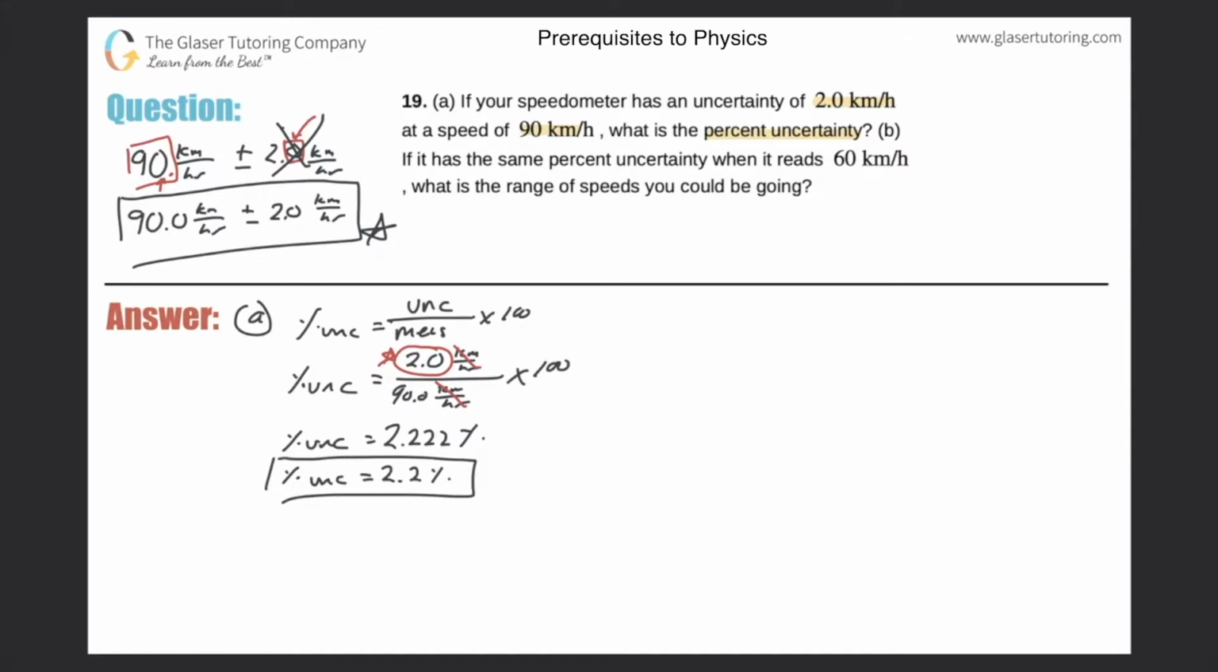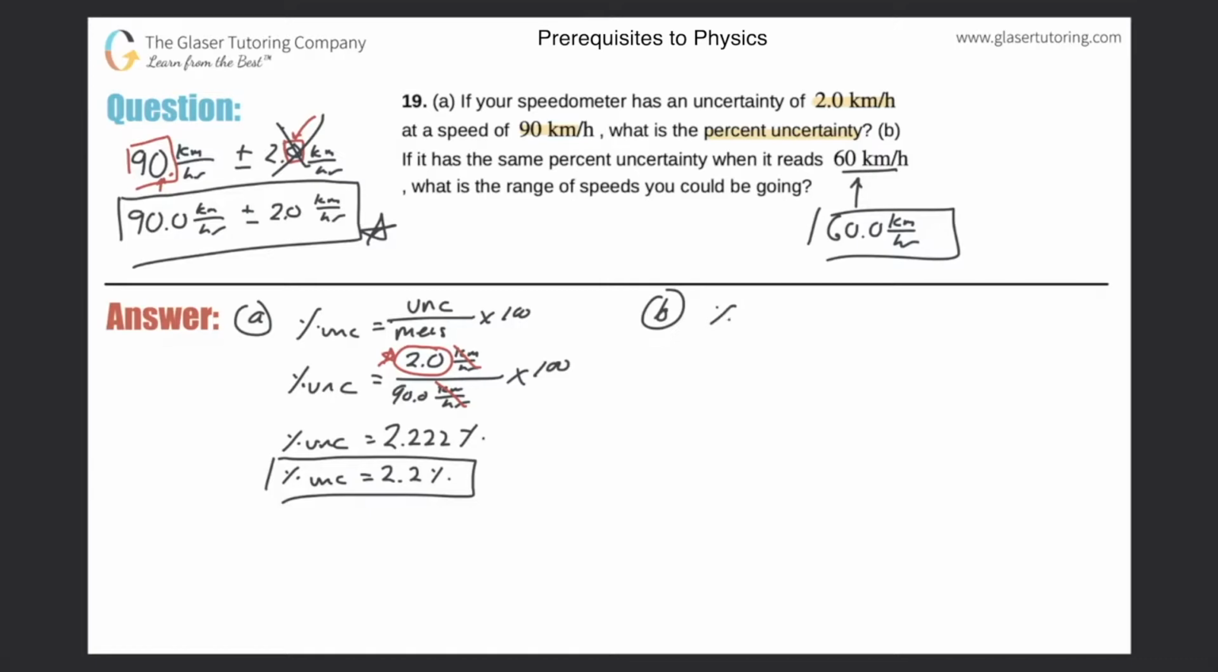Now part B, it says if it has the same percent uncertainty when it reads 60 kilometers per hour, what is the range of speed you could be going? Again, same issue here. This number really should be written as 60.0 kilometers per hour. So now I'm going to use that in my calculations.